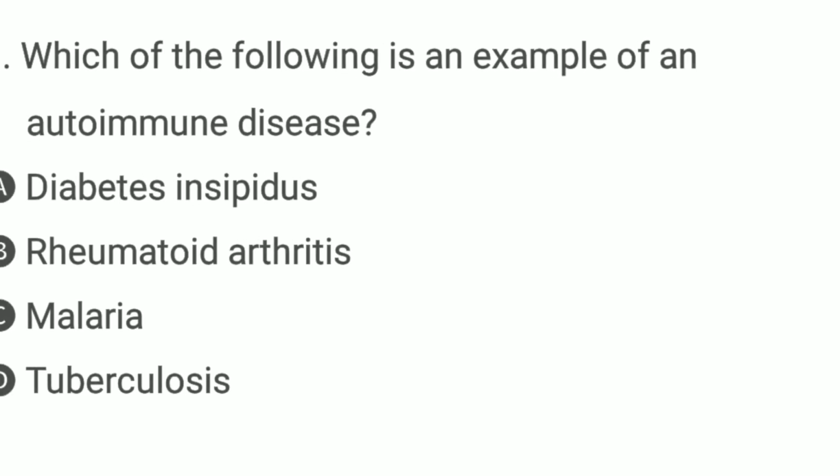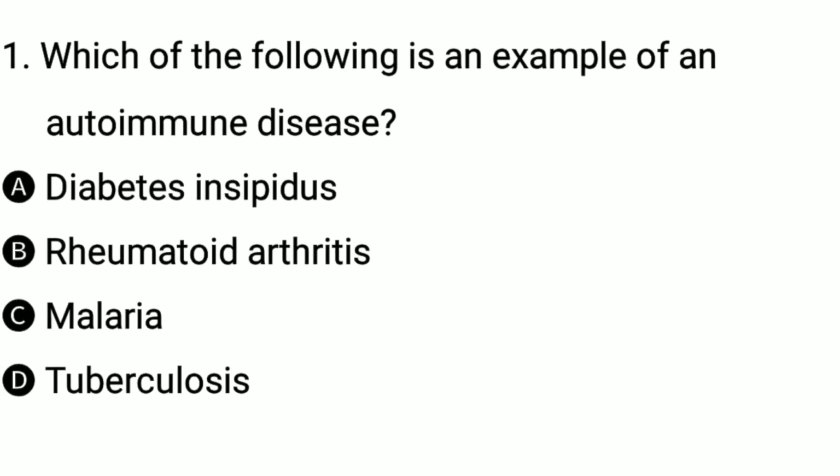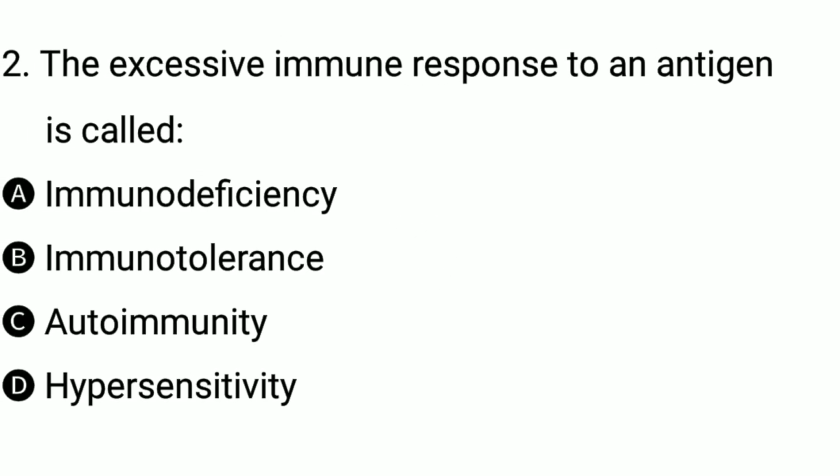Question number 1. Which of the following is an example of an autoimmune disease? The right option is option B, rheumatoid arthritis. Question number 2. The excessive immune response to an antigen is called. The right option is option D, hypersensitivity.